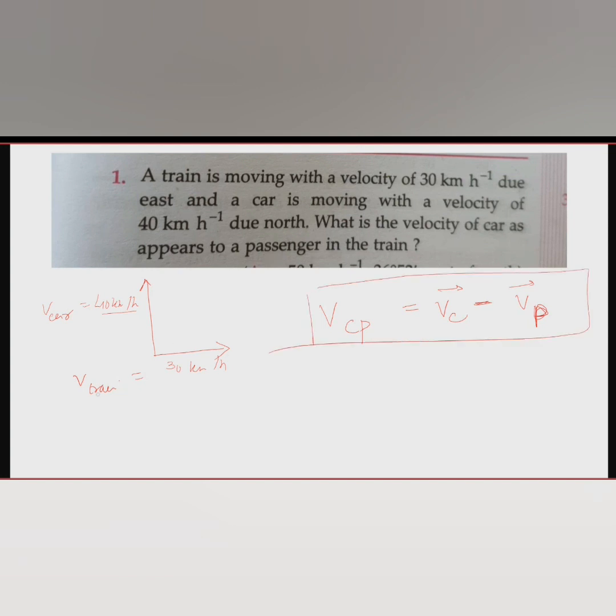So this is my velocity of the train. So take negative of that. This would be minus Vt. So now you can easily get your answer. This would be your velocity of car with respect to train. Got it? Now you can simply use trigo.